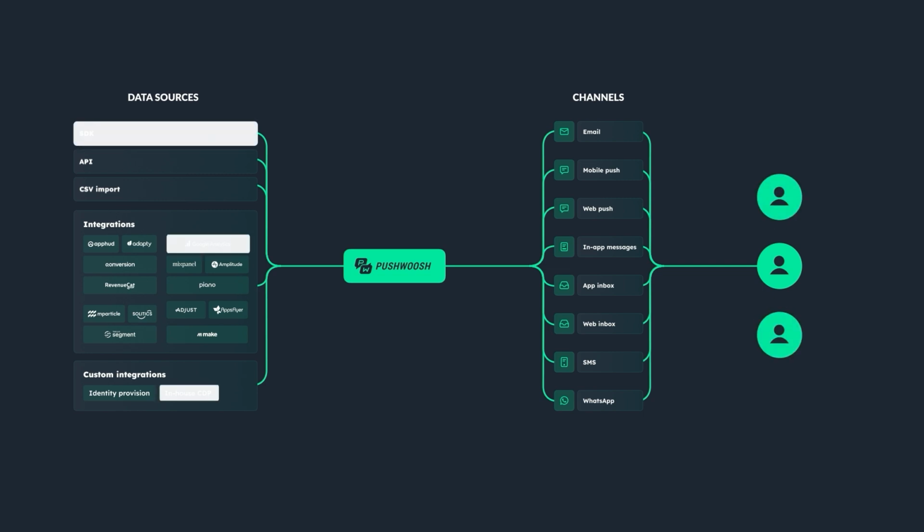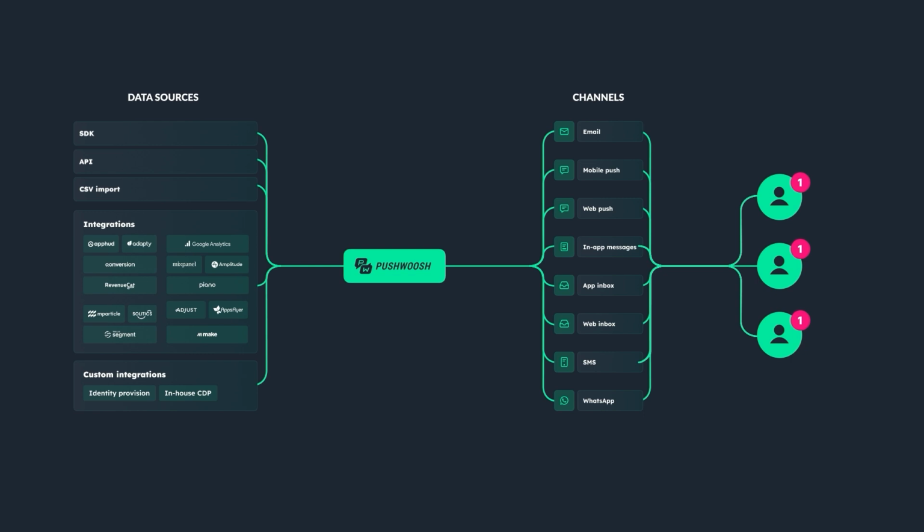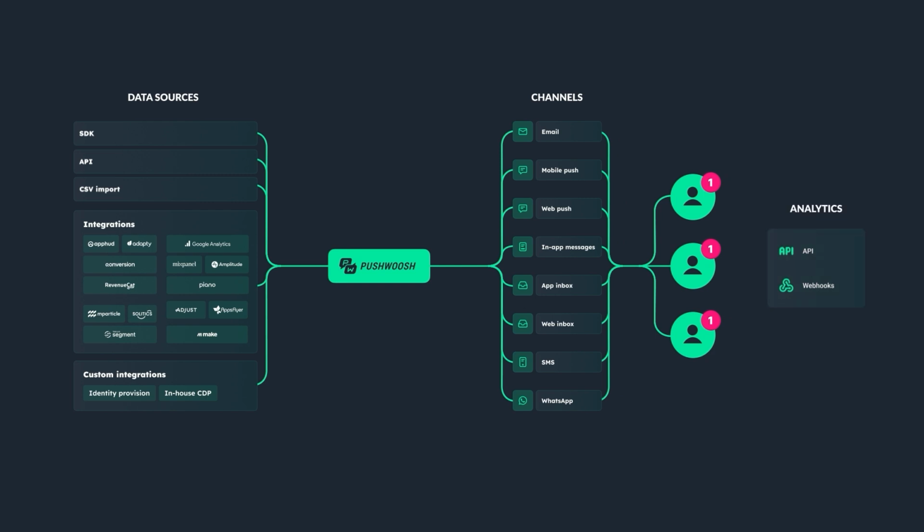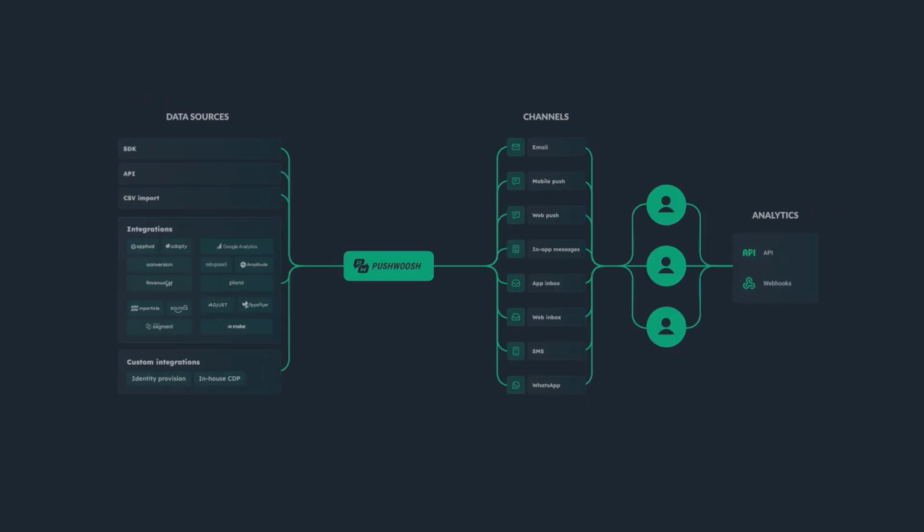Once processed, the data enables you to send targeted messages and optimize campaigns across all your channels. From PushWhoosh, data can be exported to external systems via API and webhooks, for example, to update customer records in your CRM. Now, let's see PushWhoosh in action.